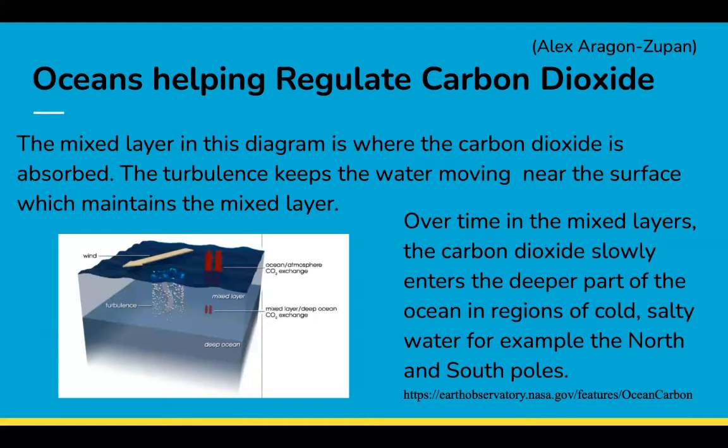I'm Alex, and oceans help regulate carbon dioxide. So the mixed layer in the diagram is on the right side of the diagram, and it is where the carbon dioxide is absorbed. The turbulence, which is in the middle of the diagram, keeps the water moving near the surface, which maintains the mixed layer. Over time, in the mixed layers, the carbon dioxide slowly enters the deeper part of the ocean in regions of cold, salty waters, for example, the North and South Poles.